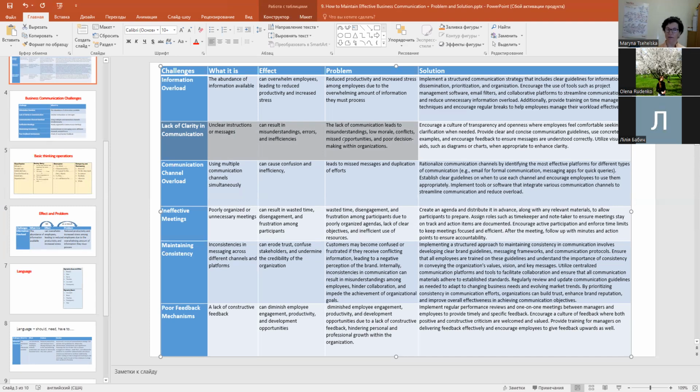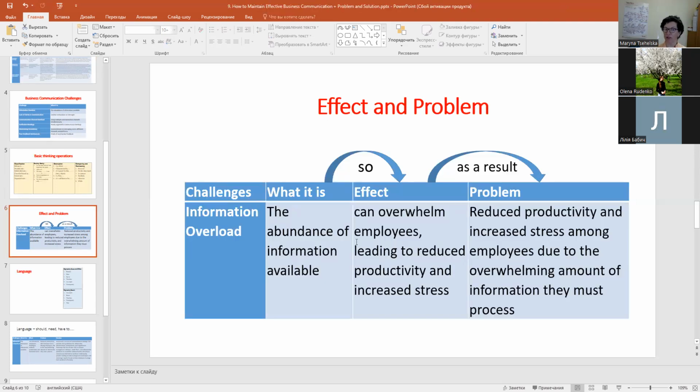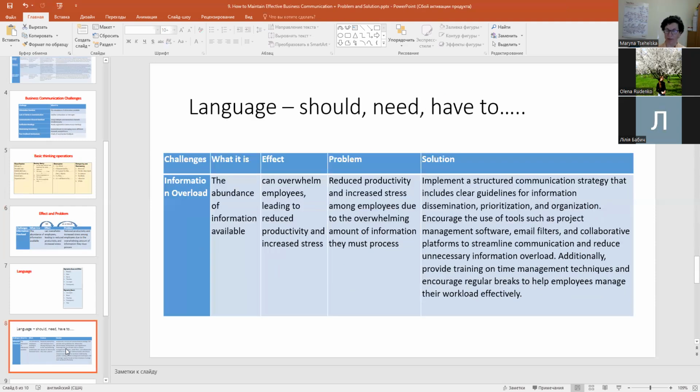The main problem of it is that lack of clarity in communication leads to misunderstanding, low morale, conflicts, missed opportunities and poor decision making within organizations. Good. Yeah. So this is how we can talk about the effect and the problem. And to this, we can add the solution.